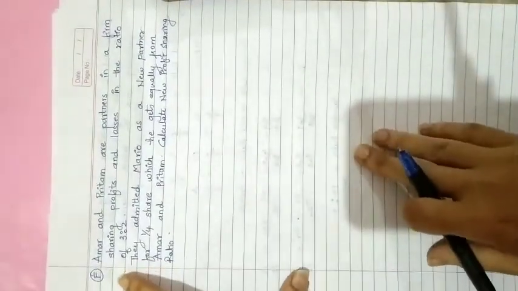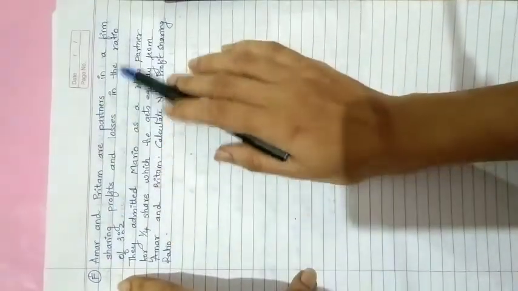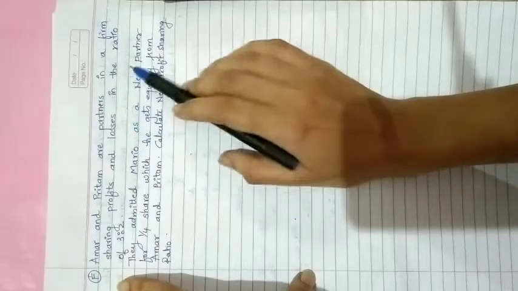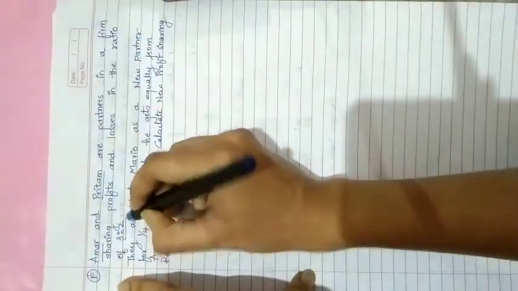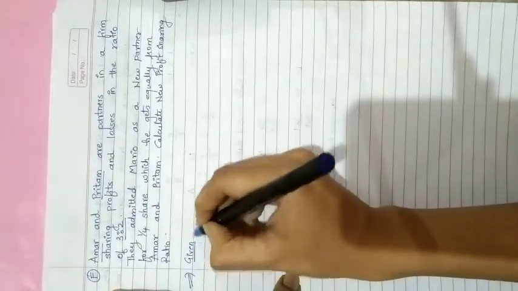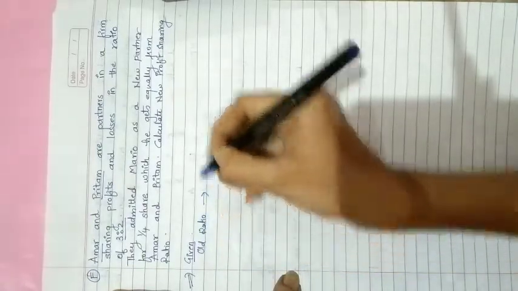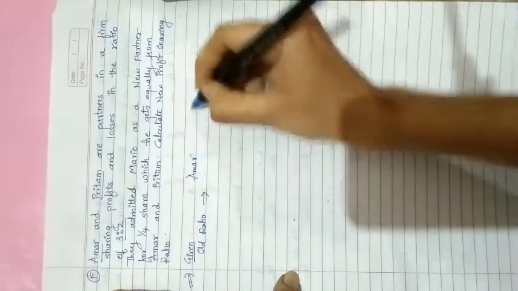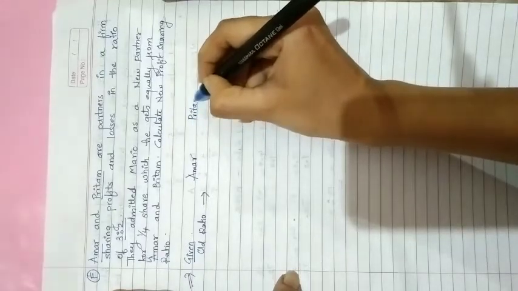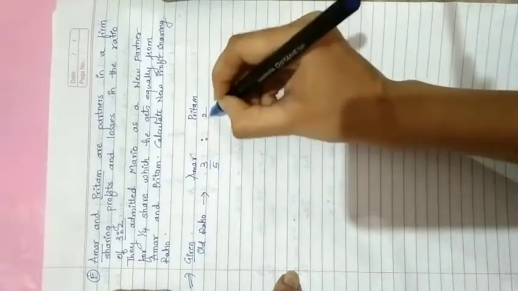Question F. Okay. What is given here? Amar and Pritam are partners in a firm sharing profits and losses in the ratio 3:2. So Amar and Pritam are old partners and their profit sharing ratio is given to us. That is, the old ratio is given as 3:2. So this we can write as 3 upon 5 and 2 upon 5.